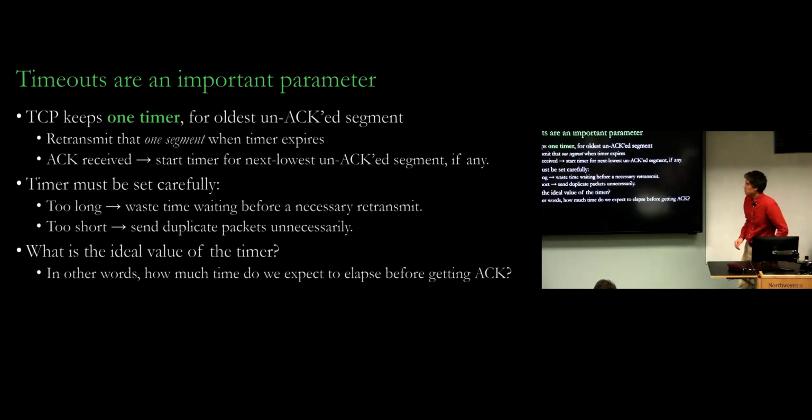So TCP keeps one timer, which is for the oldest unacknowledged segment, and it retransmits that one segment when the timer expires. When an acknowledgement is received, it starts the timer again for the next lowest unacknowledged segment, if any. So if you get a new acknowledgement saying that more data was received, then you can start a new timer for that next bit of data that hasn't been acknowledged yet.